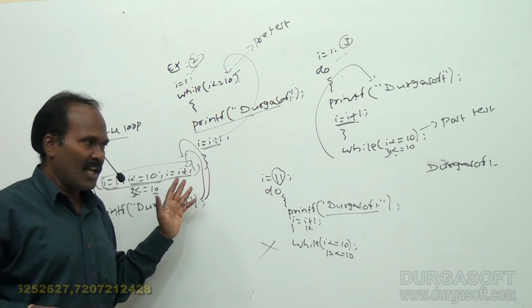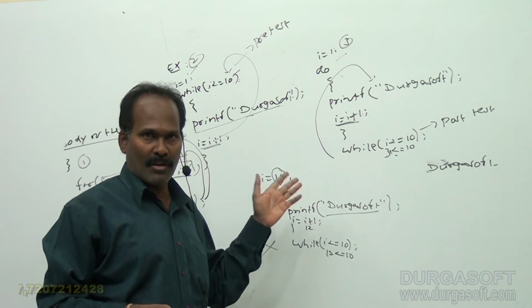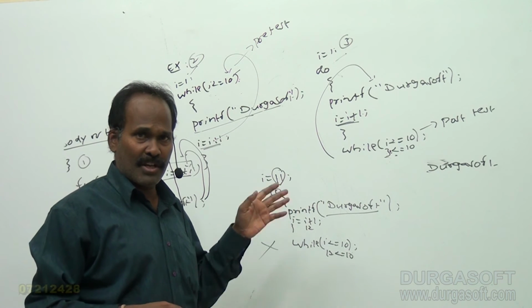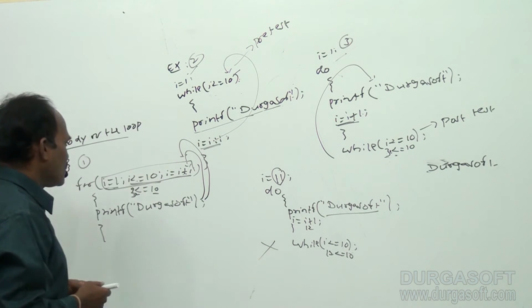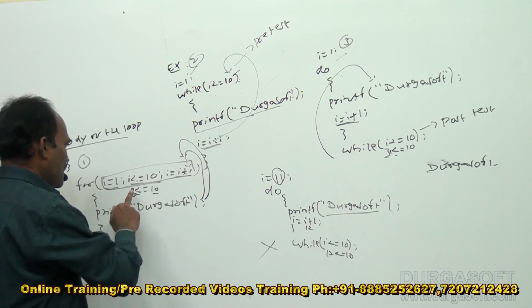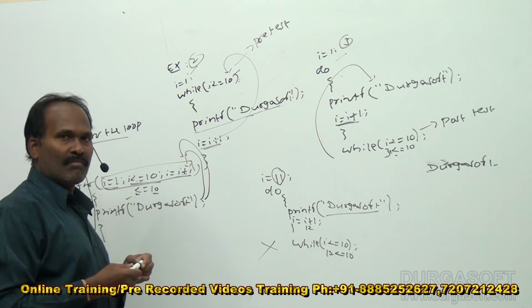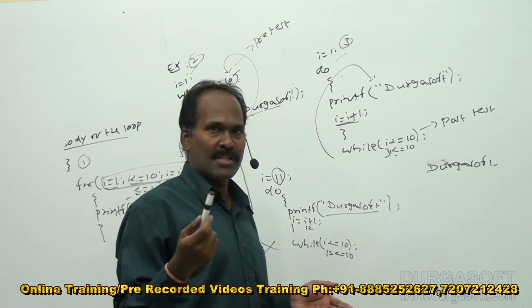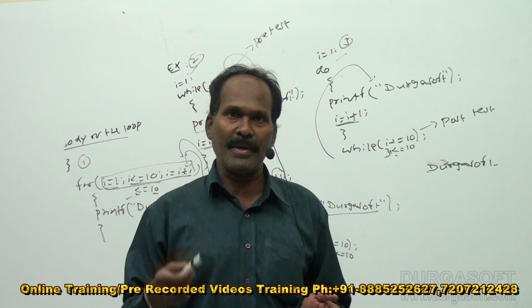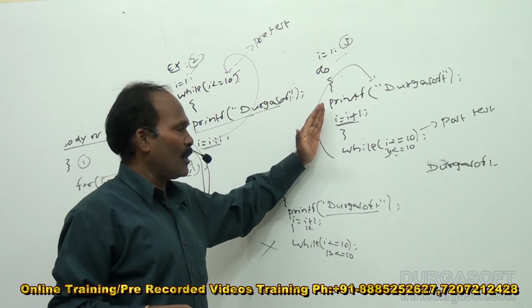There is a known condition in which I want to execute the body of the loop a known number of times. When the number is known, you go for the for loop. When the number is unknown, that means it may be 5 times, 10 times, 30 times or 50 times, then you can use the while loop. And what about the do while loop?